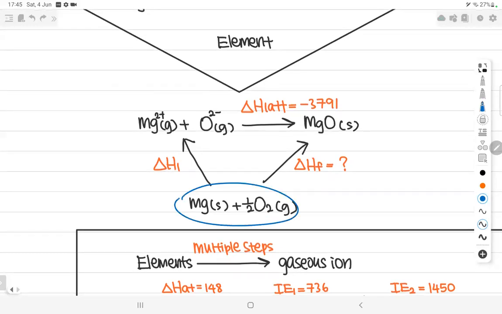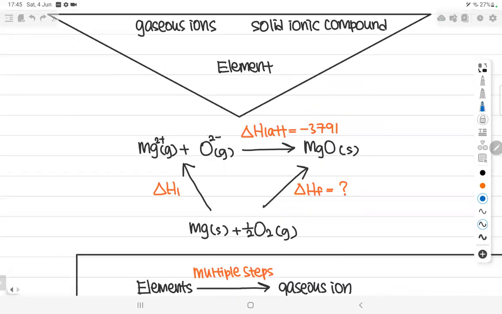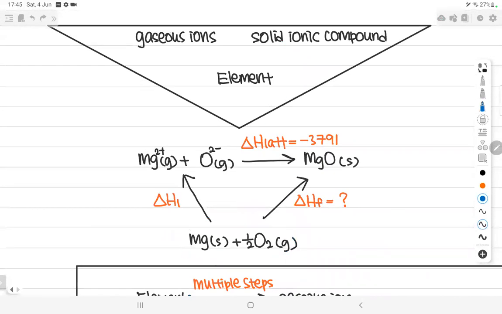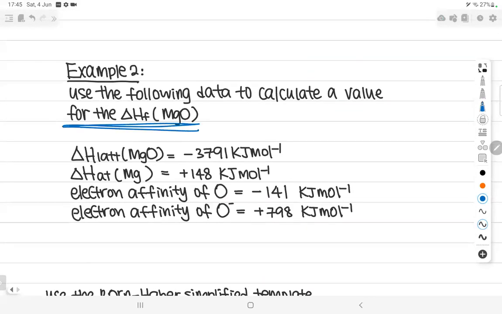So raw material can become gas ion from here to here. This is delta H1. Delta H1 got many steps that we will do later. From here, raw material become compound. When raw material become compound, that is enthalpy of formation. So enthalpy of formation is something that we are looking forward. It's something that we want to calculate. We don't know. This question wants us to calculate the enthalpy of formation.